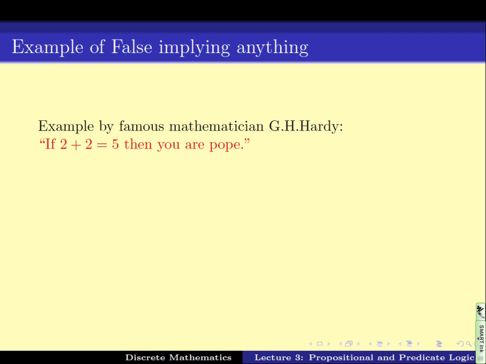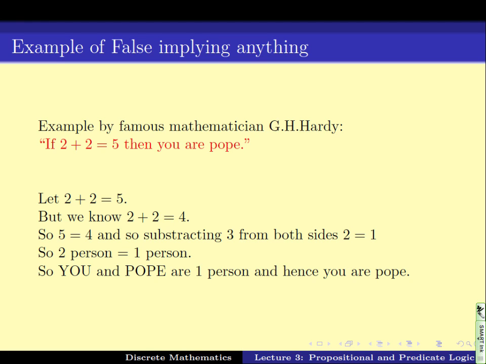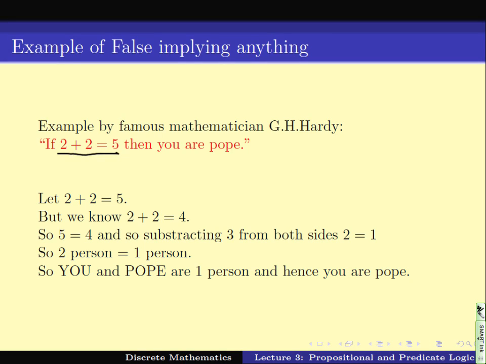And G.H. Hardy did give a proof, and here is a very cute proof of that. It says that 2 plus 2 equals 5. Now everybody knows 2 plus 2 equals 4. That means 5 equals 4. If you subtract 3 from both sides, you get 2 equals 1. So 2 persons equals 1 person. Therefore you and Pope are 1 person. Hence you are Pope. This is a very cute example that shows that if you assume something is false, in this case 2 plus 2 equals 5, then you can prove any ridiculous statement on earth. For example, you are Pope.